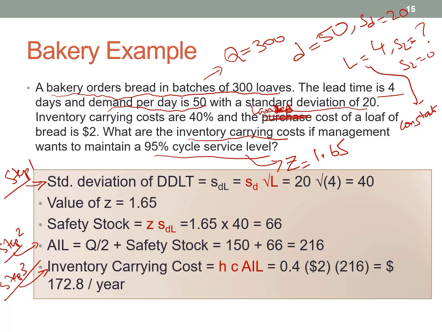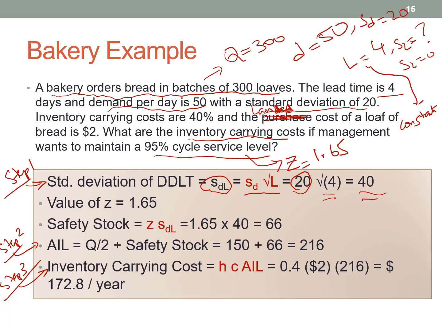Are both lead time and demand, the small d demand, constant? No, because we have standard deviation for the small d demand, the daily demand. Are both lead time and daily demand variable? No, because we don't have standard deviation for the lead time, so lead time is fixed. So it's the second scenario where the formula for SDL is standard deviation of daily demand multiplied by square root of the lead time. So standard deviation of daily demand is 20 multiplied by square root of the lead time, which is 4, gives us 40.